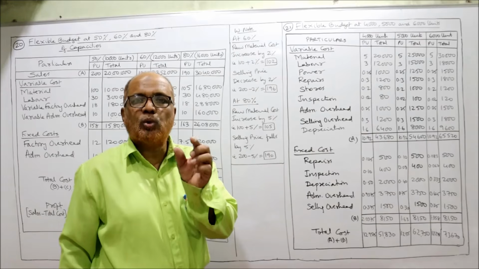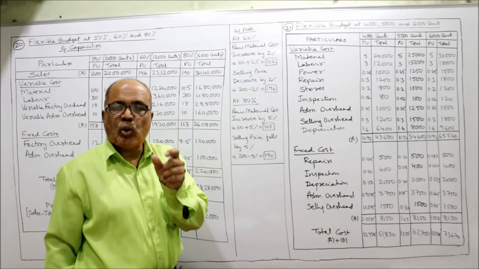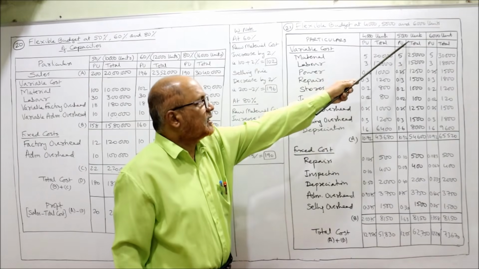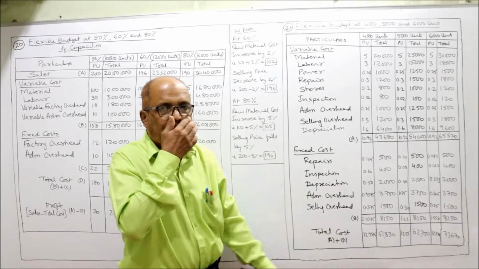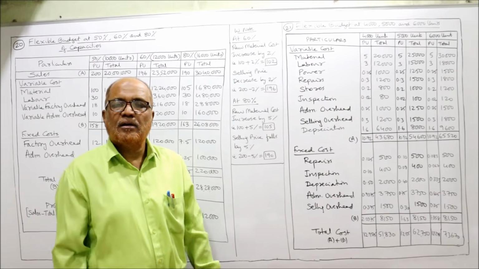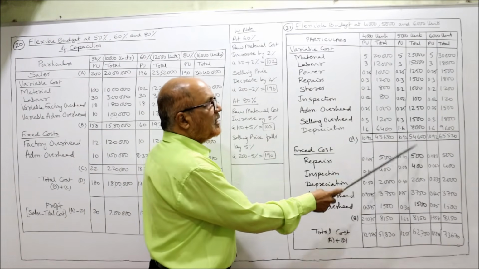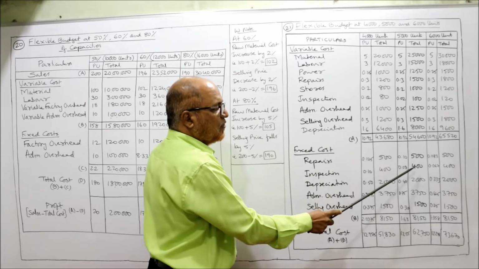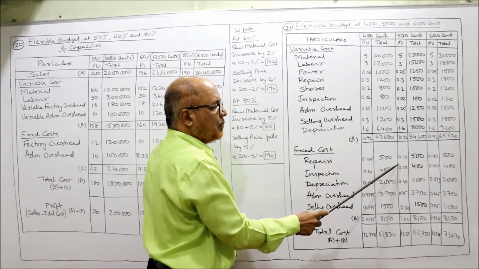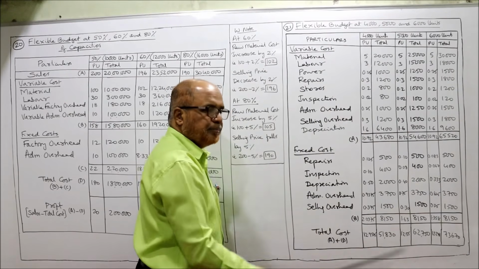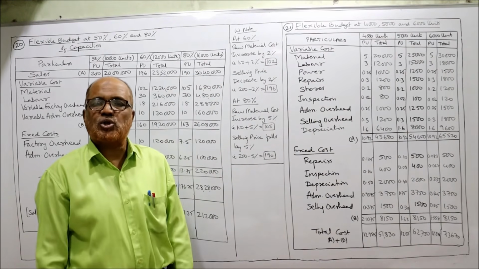So I have taken the total at the present capacity of 5,000 units. Now we can calculate per unit. The total divided by number of units. 500 divided by 5,000, 0.1. 400 divided by 5,000, 0.08. 2,000 divided by 5,000, 0.4. Now, what is the nature of fixed cost?